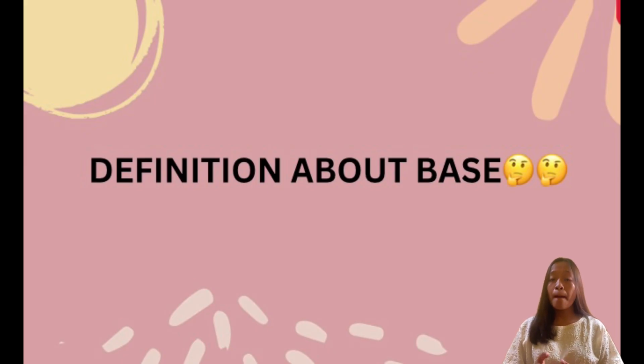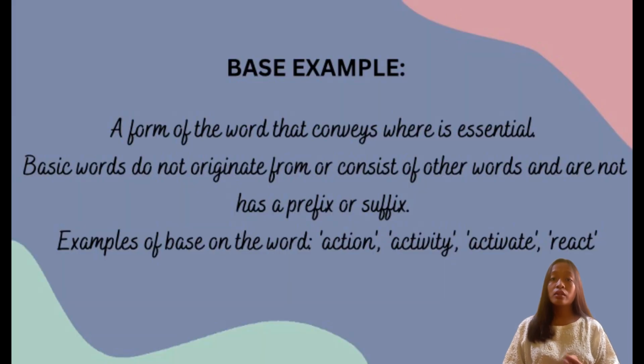Definition of base. Base is a form that becomes the base in a morphological process, where affixes can be added, both inflectional and derivational affixes. Basic words do not originate from or consist of other words and do not have a prefix or suffix. Example of base: action, activity, active, and the rate.